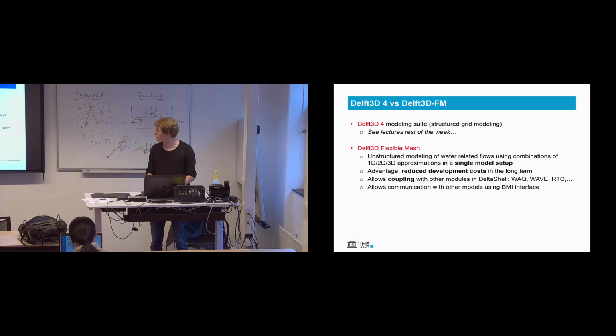Okay, and then one thing that flexible mesh has compared to Delft3D 4, which is really nice, is that it is BMI compatible. And BMI stands for Basic Modeling Interface. And what that means is that you can implement, I think, 40 functions or so, and then make your model BMI compatible, they call it. So that you have that for different programming languages. And then two models that are so-called BMI compatible can talk to each other.